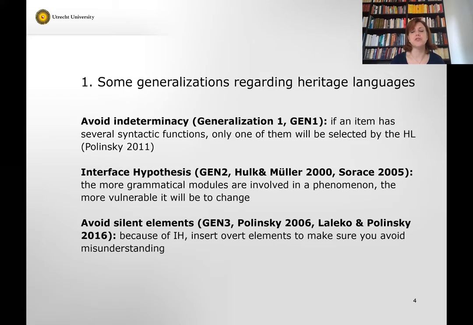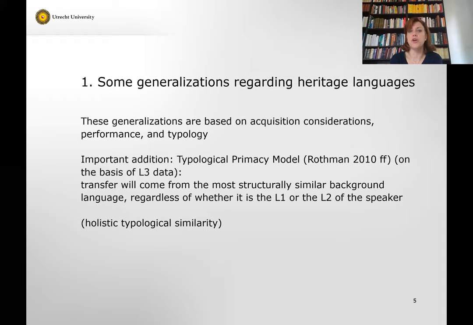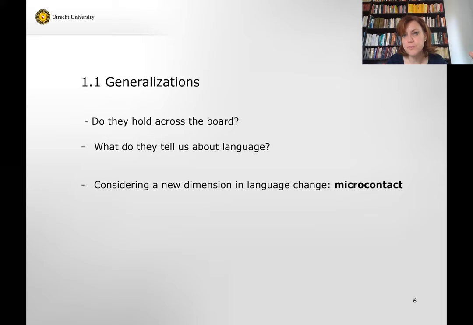Now, these generalizations are based on acquisition considerations, on performance, on typology. An important addition, which is very relevant for what I'm going to say, is the typological primacy model, and in particular, the concept of perceived typological similarity. We started this project by trying to look whether these generalizations hold across the board. If they also hold for dialects, if they also hold for varieties that are extremely similar. So we decided to consider a new dimension in language change, which is called microcontact. Microcontact here means, for us, contact between languages that are basically typologically identical, where there is minimal variation regarding a specific phenomenon that we want to consider. There is minimal variation between the languages.